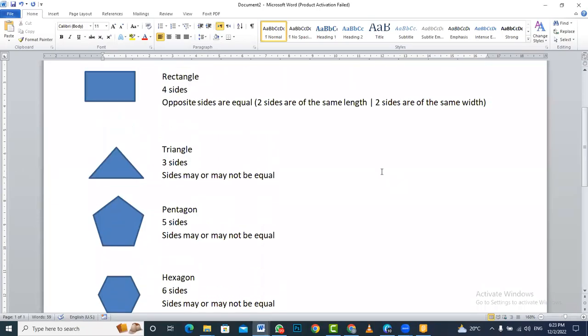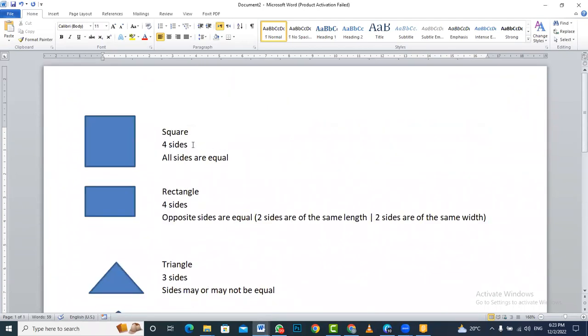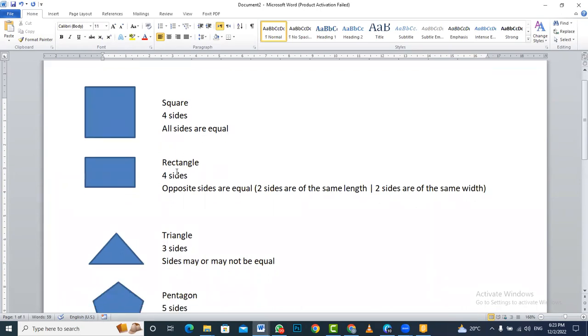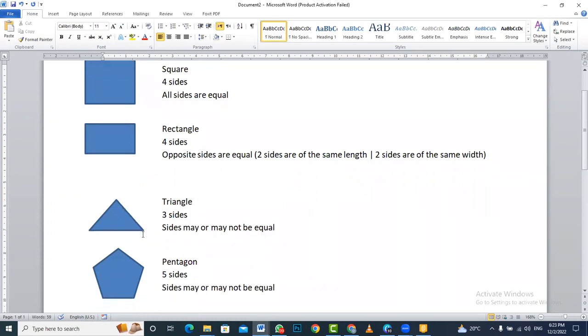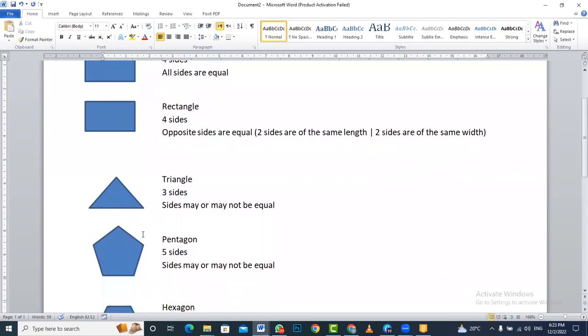Okay. Today we are going to learn how we can make all these shapes: a square, which has four sides and all sides are equal; a rectangle, which again has four sides and only opposite sides are equal; a triangle, which has three sides and the sides may or may not be equal, but we are going to focus on a triangle with equal sides only.